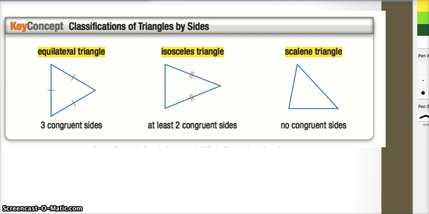Going back to describing triangles from their sides, we've got triangles that are equilateral, where all three sides are congruent, isosceles, where two sides are congruent, or no sides being congruent. That's our scalene. Let's try some examples.